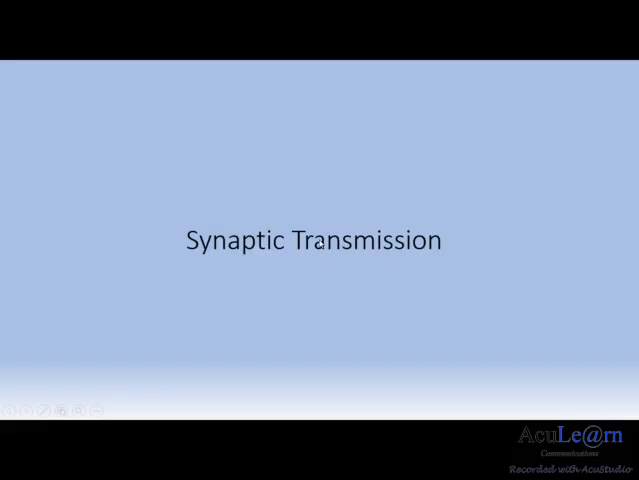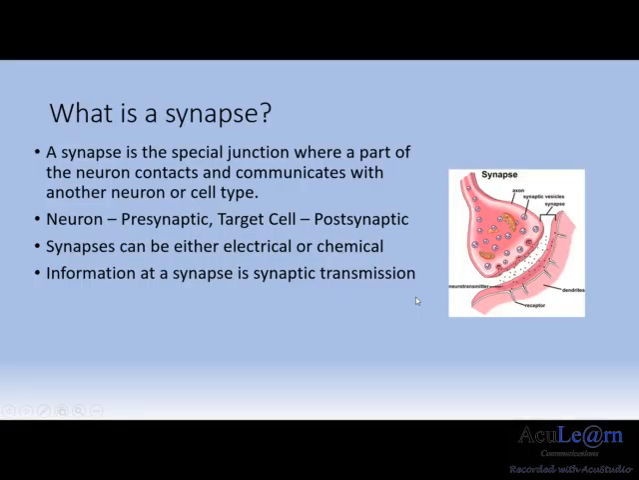For this chapter, we will be talking about synaptic transmission. A synapse is a special junction where a part of the neuron contacts and communicates with another neuron or cell type. The neuron passing down the information across its axon is the presynaptic neuron, and the target cell which receives the information is the postsynaptic cell.